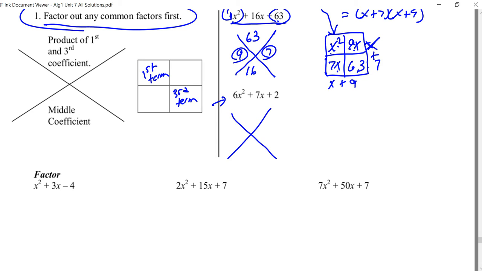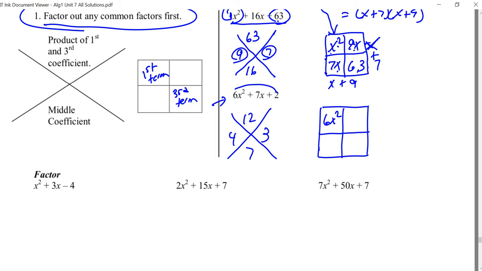So first of all, 2 times 6 is 12. That goes there. The 7 goes here. So what are the factors of 12 that give me 7? 4 and 3. So I make this box. In the top left-hand corner, I write the first term, 6x squared. In the bottom right-hand corner, I put the third term. 4 and 3 go in the remaining boxes with an x attached.